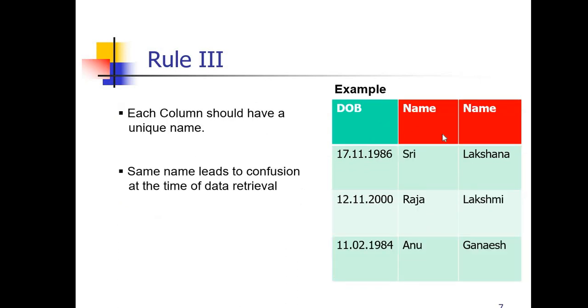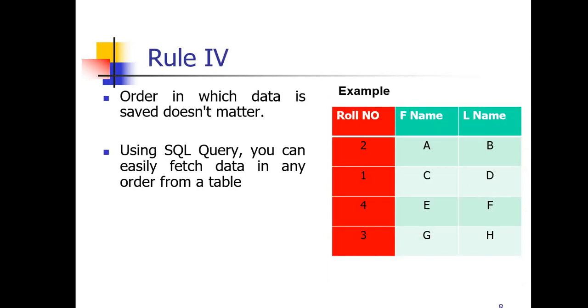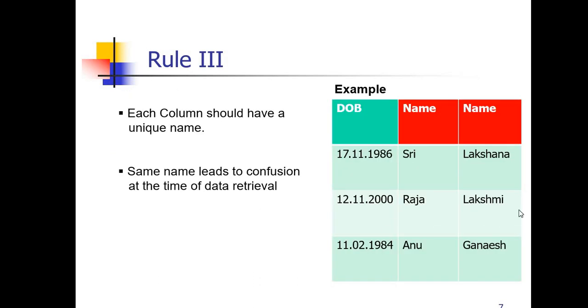The third rule, each column should have a unique name. Let us consider the example. In column 1, it consists of date of birth. In column 2, it consists of name. In column 3, again it consists of the name. This kind does not adhere to rule 3. The same name leads to confusion at the time of data retrieval.